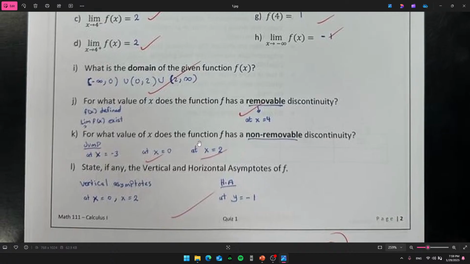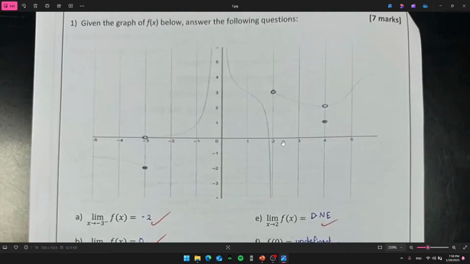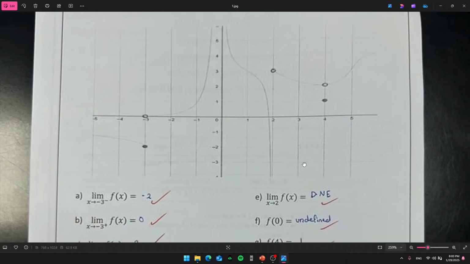For what value of x does the function have a non-removable discontinuity? Non-removable discontinuity is basically all of the other discontinuities excluding removable discontinuities. So at x equal 4 it's a removable discontinuity, and any other discontinuities will be considered non-removable: at x equal -3, at x equal 0, and at x equal 2. At x equal -3 the type is jump. At x equals 0 it is infinite discontinuity. At x equal 2 it is also infinite discontinuity. So at x equal -3, 0, and 2.